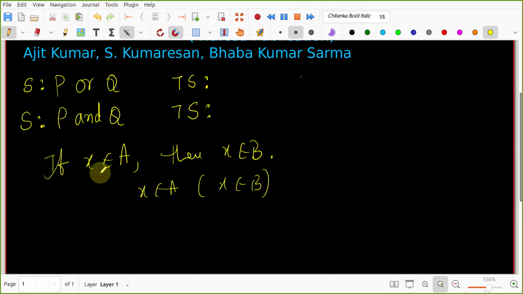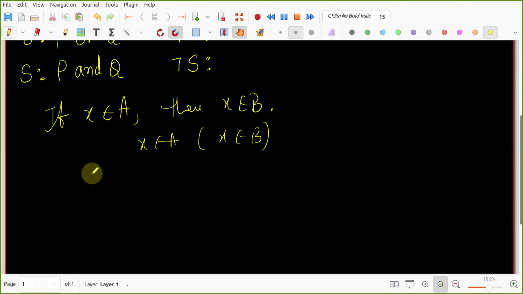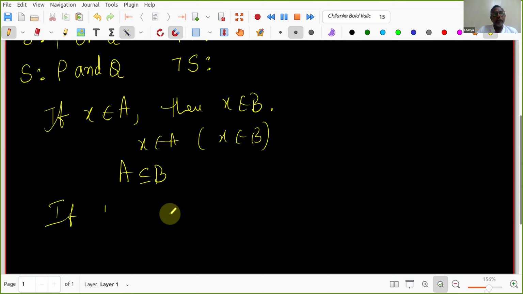Khushpreet: Sir, A is a subset of B. Correct. So whenever X is in A, X is in B. If this is true, then this is true, right? This is called a conditional statement. So we can write this as if P then Q. If P then Q.